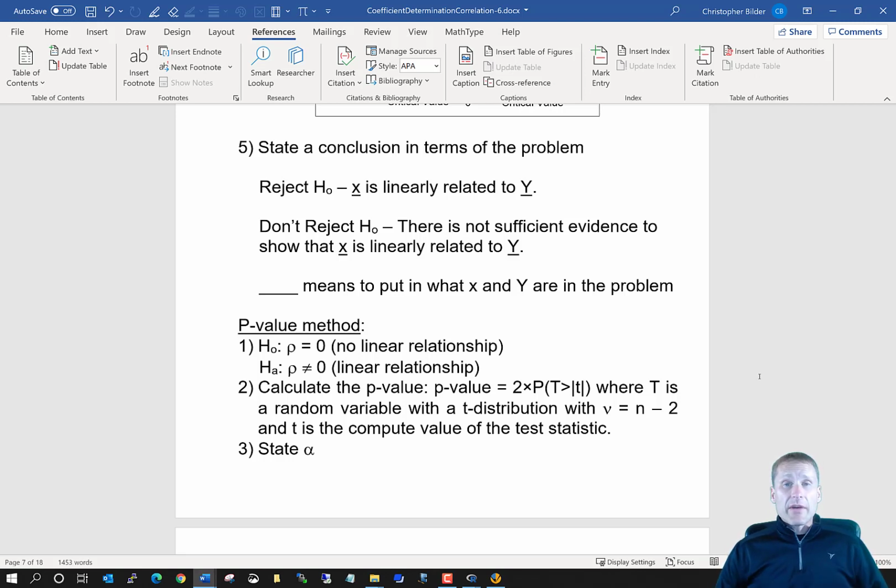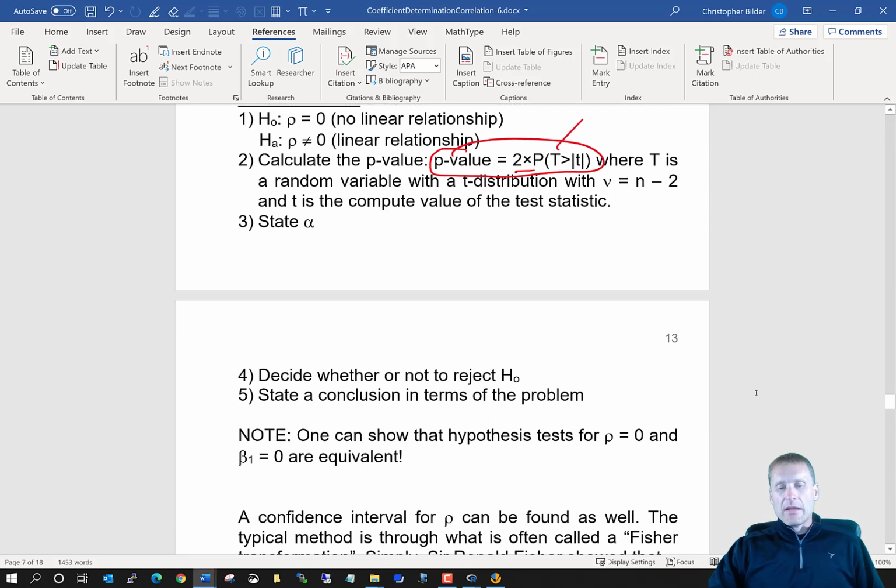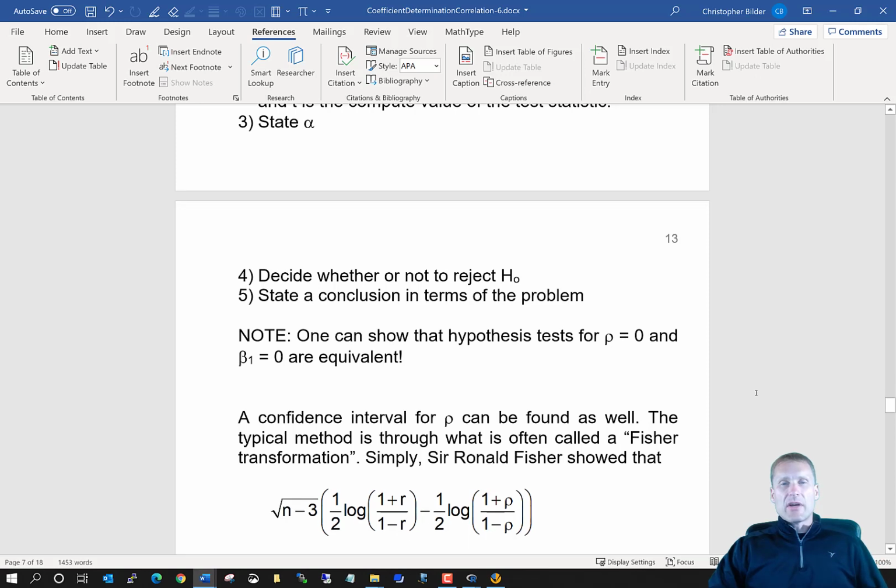To do the p-value method, we do what you would normally expect. Here's my p-value. Capital T is a random variable from the corresponding t-distribution. We look at the probability that that random variable is greater than the absolute value of the test statistic, and take it times 2 because we have a two-tailed test. If the p-value is small, you reject. If the p-value is large, you don't reject.